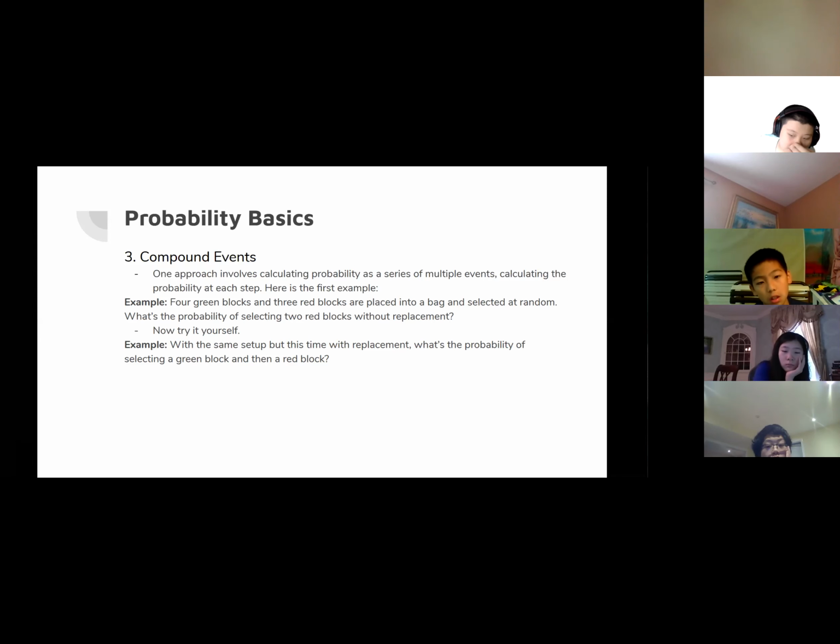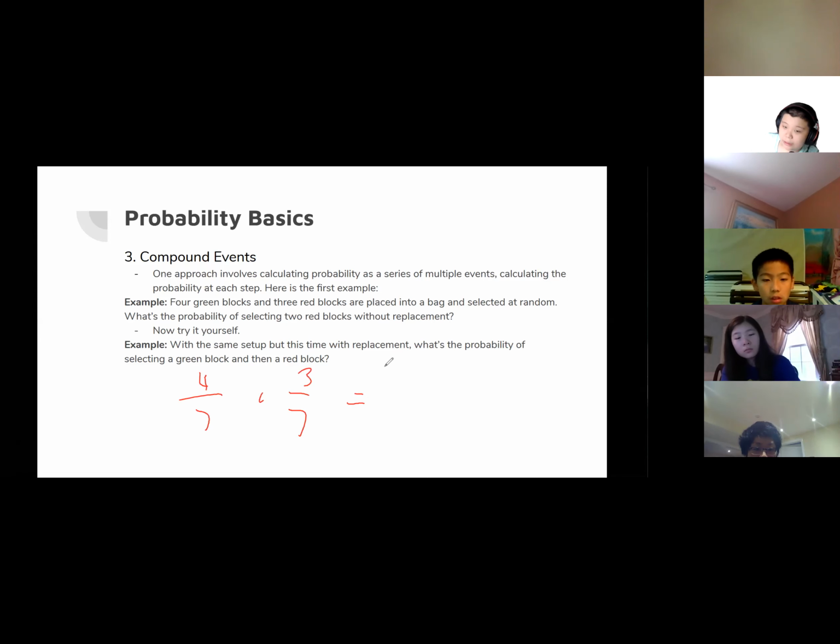Okay. Yeah. So this is just going to be 4/7 for the first green block, 3/7 for the red block, and you multiply these to get 12/49. So that one's pretty simple.